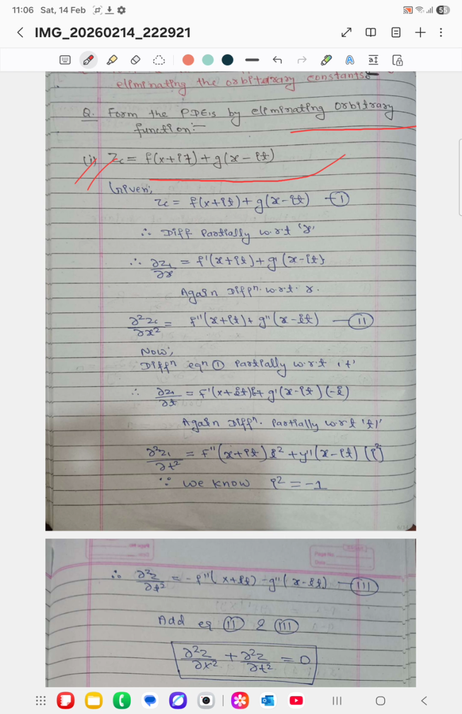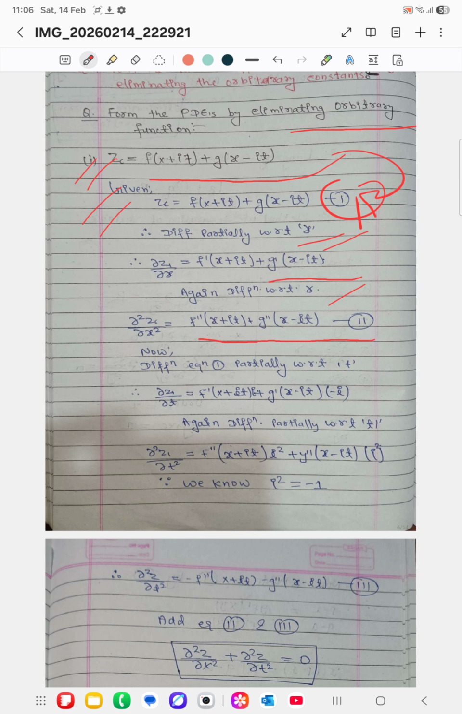So here is the given function as it is, and consider this function as equation first. Now we differentiate partially with respect to x, and we find f dash of (x plus iota t) plus g dash of (x minus iota t). Again we differentiate this equation partially with respect to x, and we find f double dash of (x plus iota t) plus g double dash of (x minus iota t).